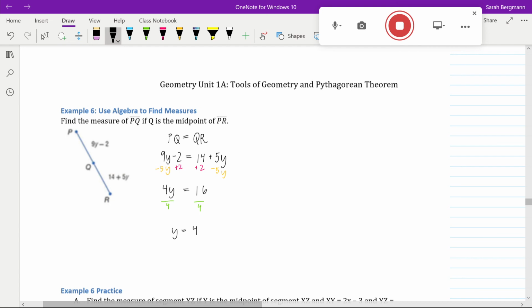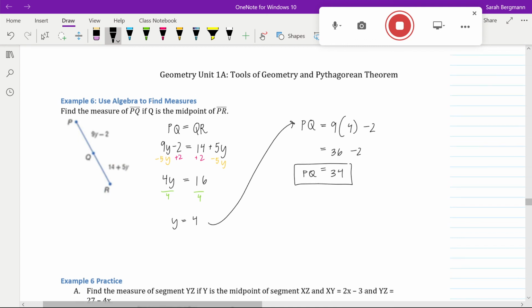This is great, however, that's not what they were asking us for. Make sure you always double check what the question was asking. The question was asking us to find the measure of segment PQ. So once you find y, you need to go back and plug it in for PQ. PQ is equal to 9y minus 2. So we can plug in the value 4 for y. Multiplication comes before subtraction. 9 times 4 is 36. And then you can take the minus 2 after that. 36 minus 2 is 34. So the final answer is PQ equals 34.